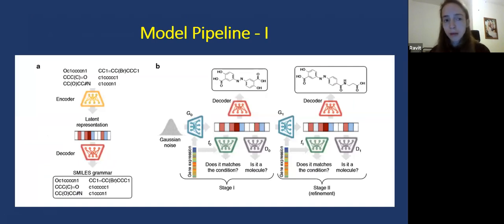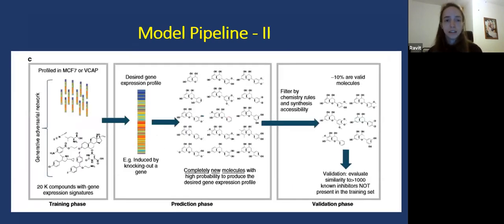This is the model pipeline. They took SMILES and they fed them into an encoder to achieve a latent representation of this compound. And as you can see here, as I said before, the model is comprised of two stacked GANs. The first one receives gene expression with Gaussian noise, and its output is fed into the second GAN, which is a refinement of the first GAN. This is the general pipeline.